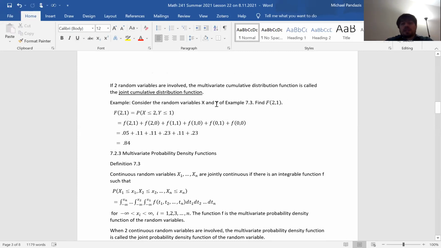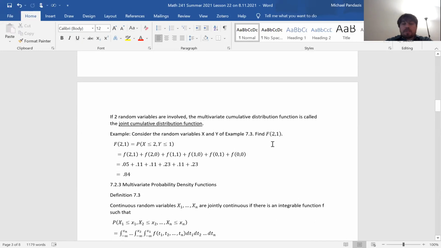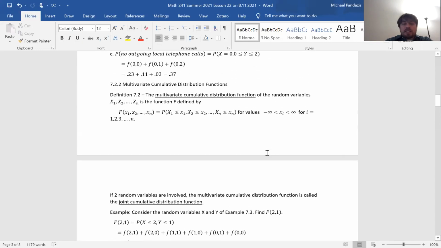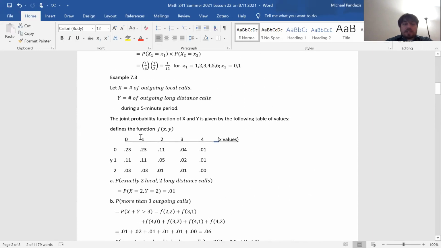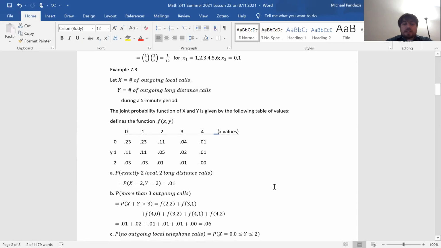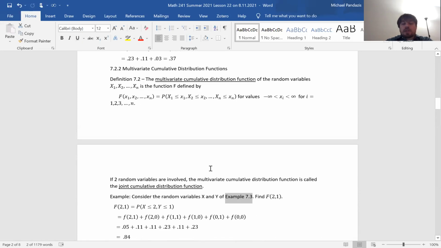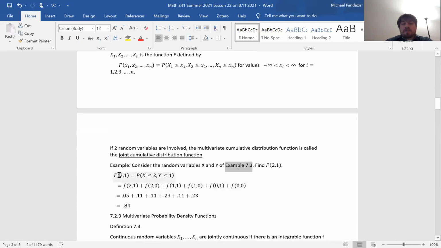Example. Consider the random variables x and y of example 7.3. Find capital F of 2, 1. Example 7.3 was this example with this table, where x is the number of local outgoing calls and y is the number of long distance outgoing calls during a 5-minute period. So x local, y long distance, there's the table. We want to find capital F of 2, 1.